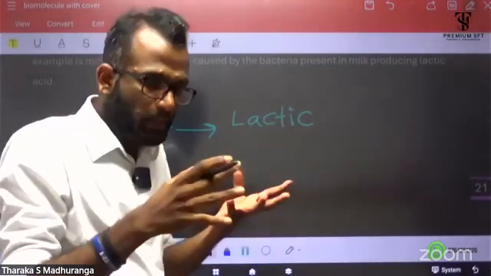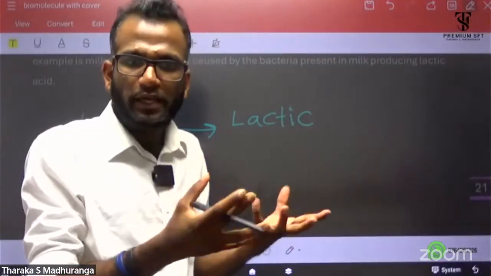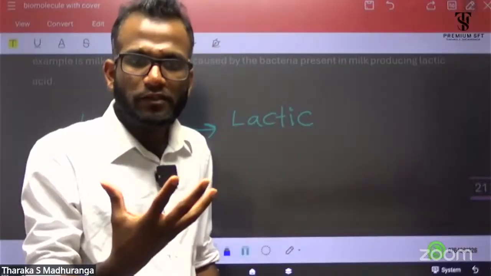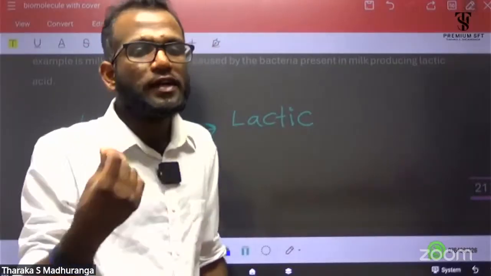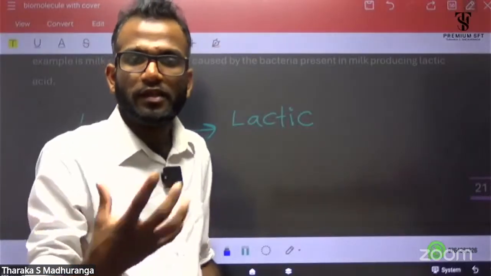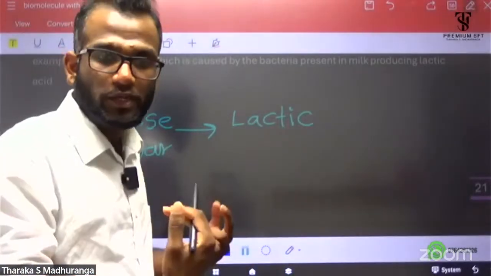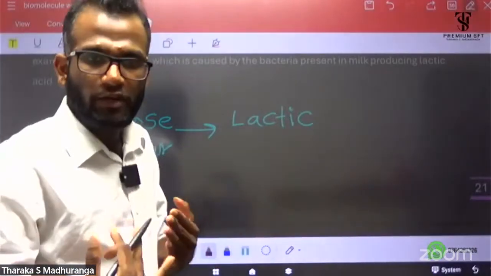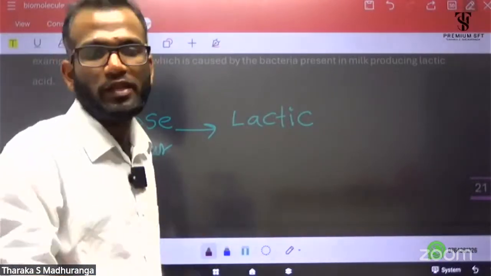Normal fresh milk is in liquid form, no? In curd, it converts into solid. What is the reason? That is protein denaturation. Casein protein denaturation. The reason is protein denaturation.